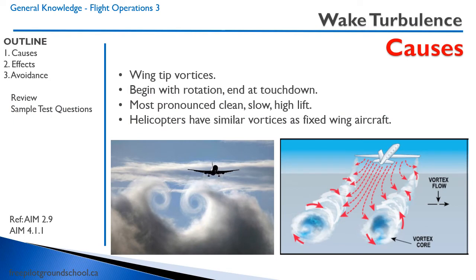So what is wake turbulence? Wake turbulence is caused by wingtip vortices. Wingtip vortices are a vortex of air that travel from the bottom of the wing to the top of the wing at the wing tip. And so that means the right wing, the air is going counterclockwise. The left wing, it is going clockwise. The wingtip vortice is a byproduct of lift.